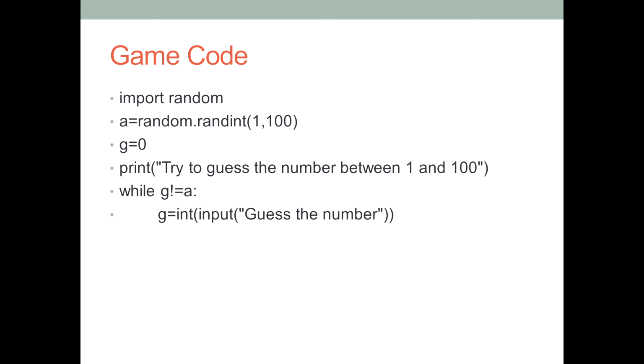And I know a lot of this code is a bit more advanced than what I'm looking at, and that's why I'm just giving you the code for this. And the bits I'm going to ask you to do on top of this will be a bit simpler. So g equals int input, guess the number. It's going to ask you to guess the number, and it's going to make sure that that is a whole number. And finally, print well done.